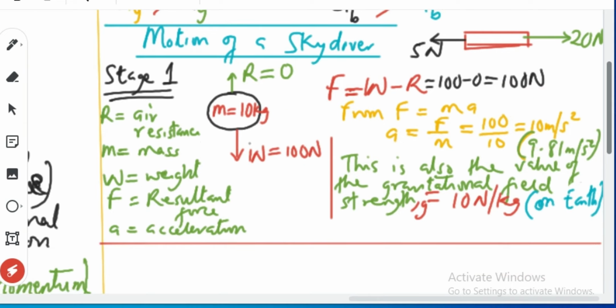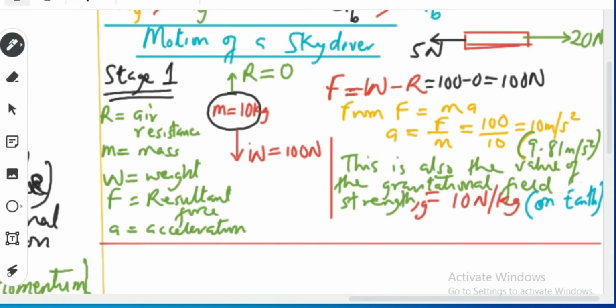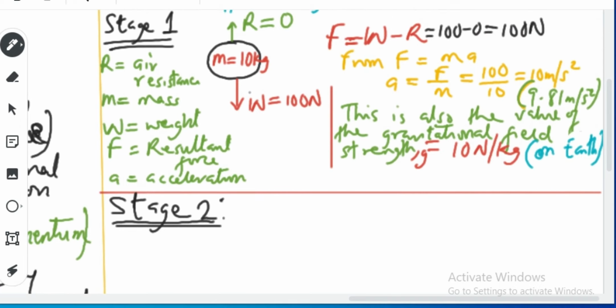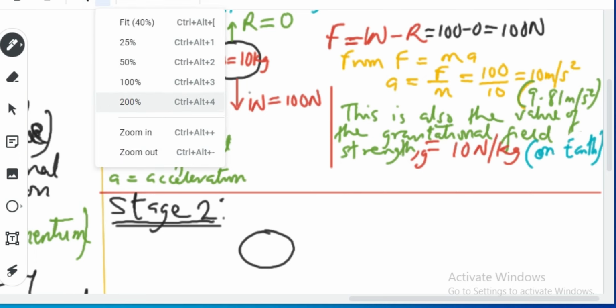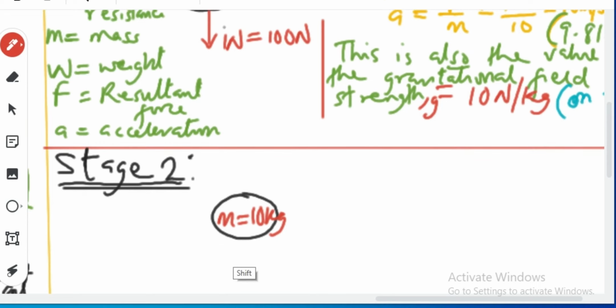Okay, so let's see the second stage of the motion. Look at stage 2. Is this the same object, having a mass of what now? Tell me. 10 kilograms. And so its weight is what?